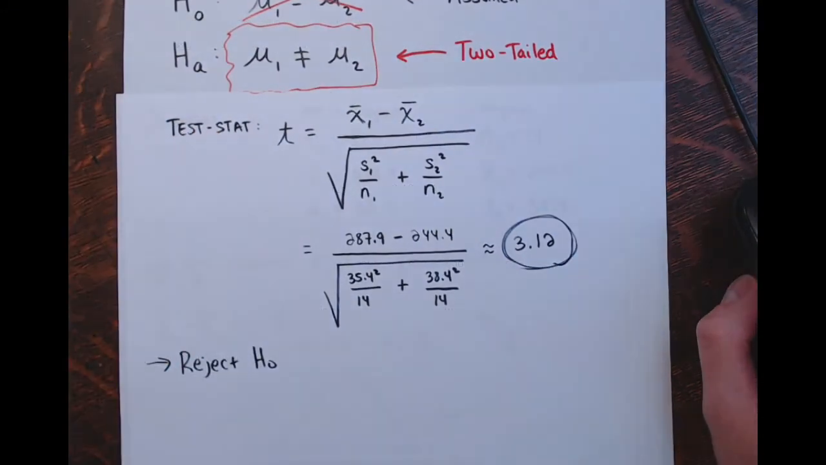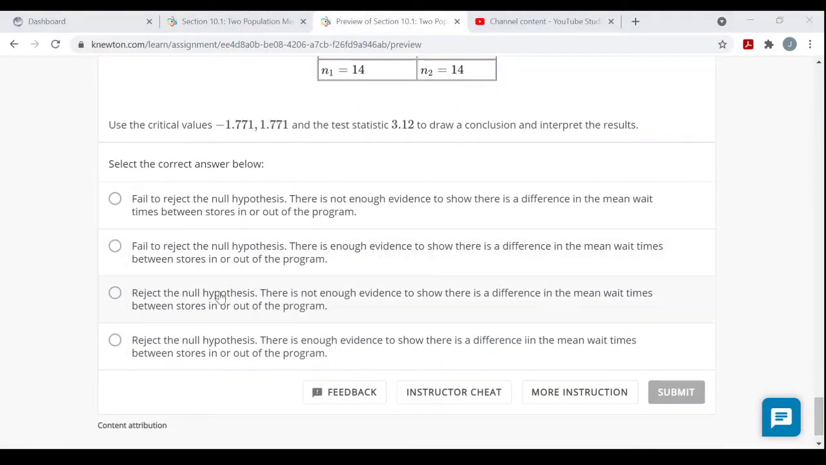So let's go back and read which one says that. It's one of these two. Reject the null hypothesis. This one says there's not enough evidence to show that there's a difference in the wait times. I just said the opposite of that a second ago. I said there is enough evidence. We would support the statement that there is a difference in the wait times. So it's this statement here: reject the null hypothesis. There is enough evidence to show that there is a difference in the mean wait times between stores in or out of the program.